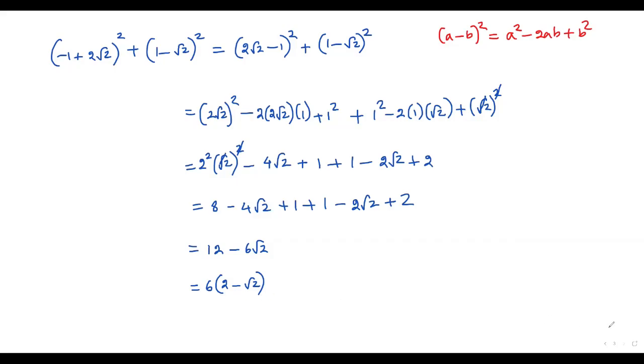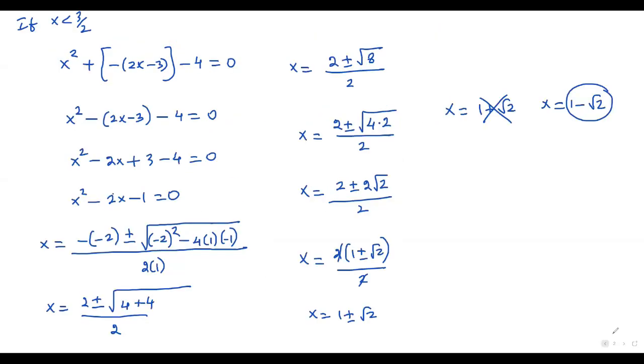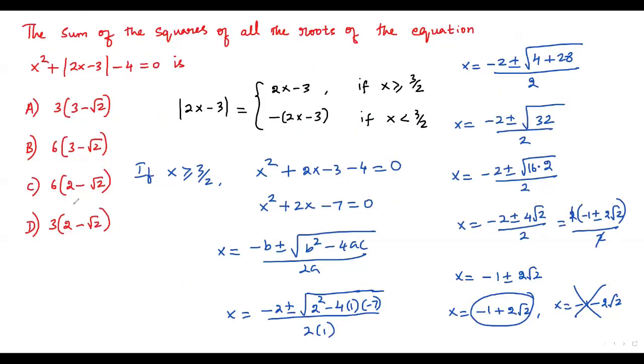Now we can go to the answer choices and check it. Let me go to the question. We get 6 times 2 negative square root of 2 in answer choice C. The correct answer choice for this question is C.